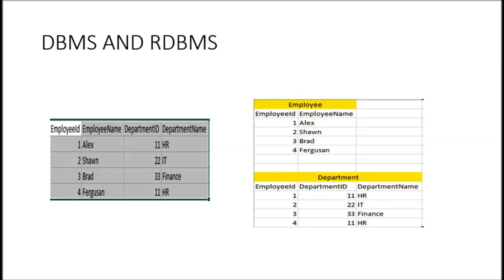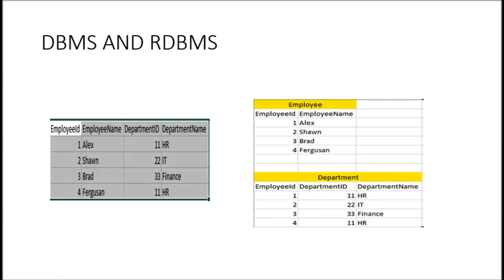Whereas in RDBMS the tables do have some relationship between them. Let's take an example to discuss this. In our DBMS, we have a single table called employee that stores the employee ID, employee name, department ID, department name, all in a single table. Why are we doing it? Because we don't have any facility for maintaining relationship between tables.